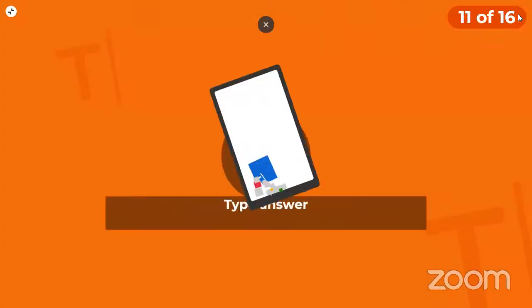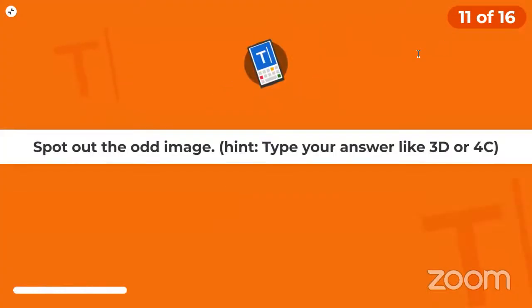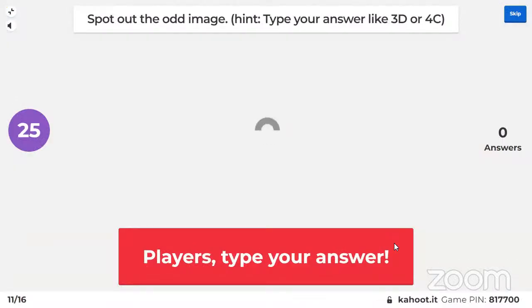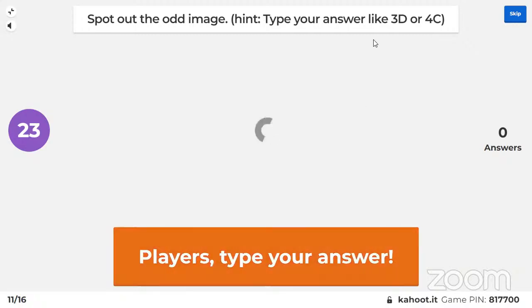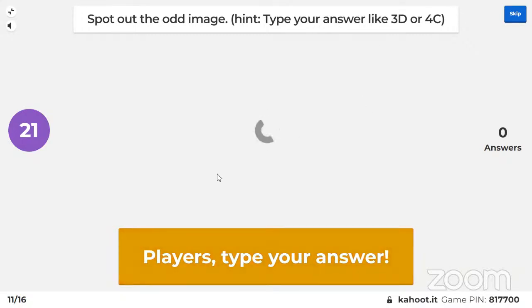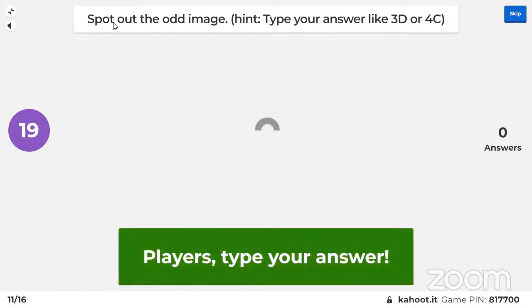All right, moving on to 11th question. So 11th question is a type answer. You have to spot the odd image and you have to type the correct answer accordingly. The hint is given. Type your answer like 3D, 4C, like that. The question is to spot the odd one out.